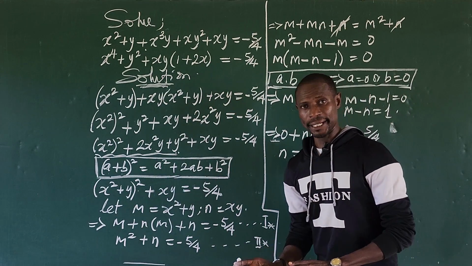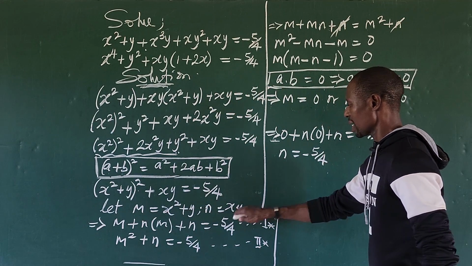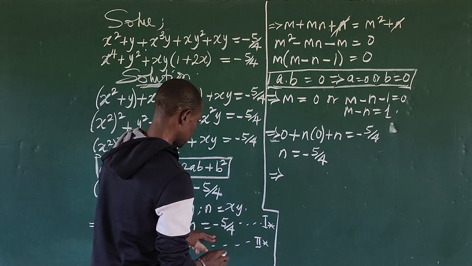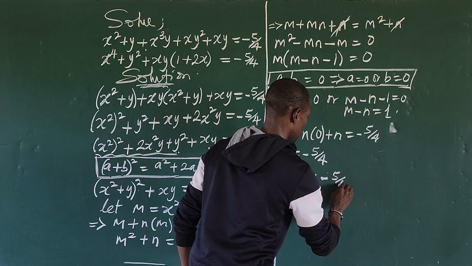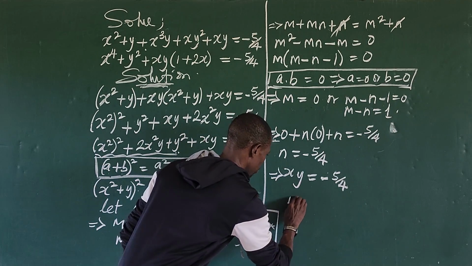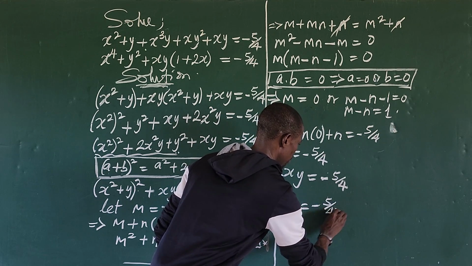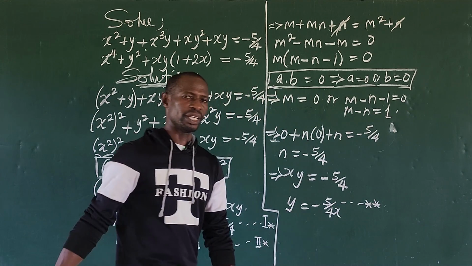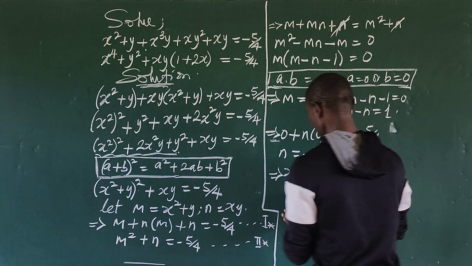Easy. Now, what is n? We've established the fact that we let m be equal to this and n equal to xy. So let's put this into this expression here. So this now implies that xy is equal to minus 5 all over 4. Easy. So make y the subject of the formula here. This is going to give us y is equal to minus 5 all over 4x. Let's give this equation a star, because this equation will play a very nice role in getting the value of x and y.